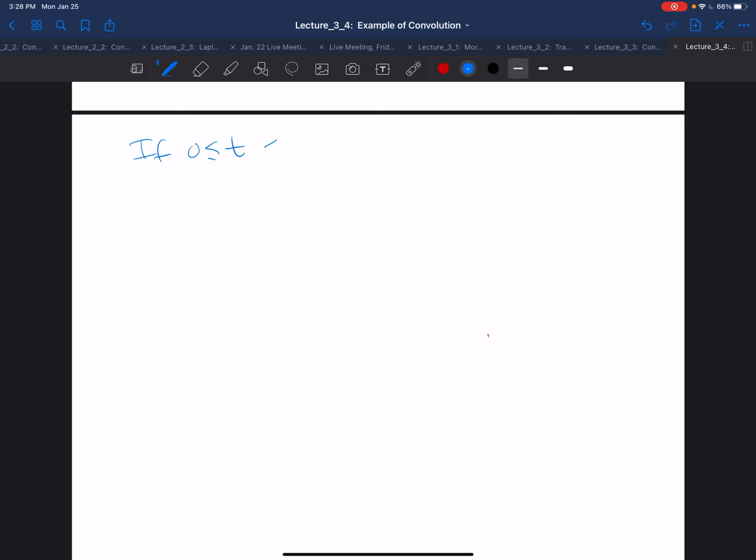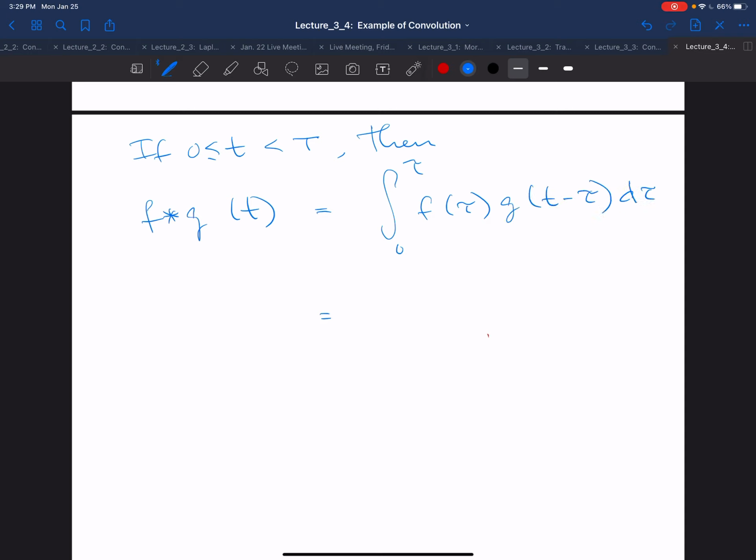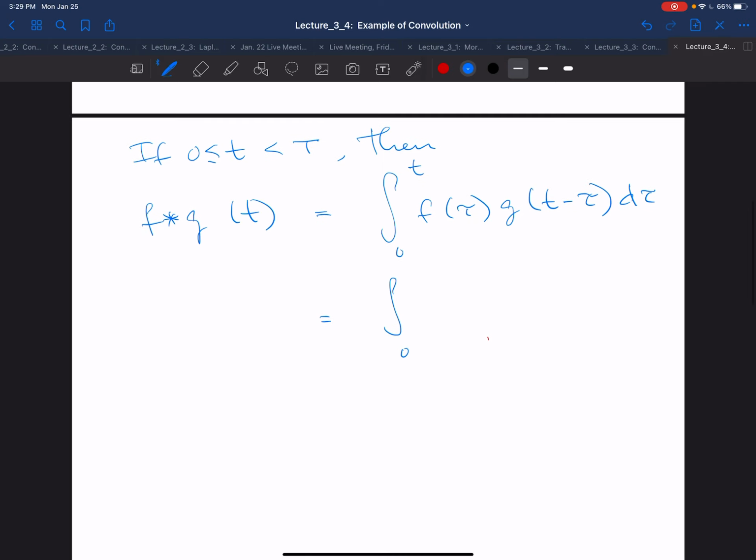If little t is greater than or equal to 0 but less than big T, then our convolution is the integral from 0 to t of f of tau g of t minus tau d tau. Note that the upper limit should be t rather than tau. And if t is less than big T, then our rectangular pulse f of tau is always going to be 1 throughout the interval over which we're integrating. So this will simply be the integral of g of t minus tau d tau.